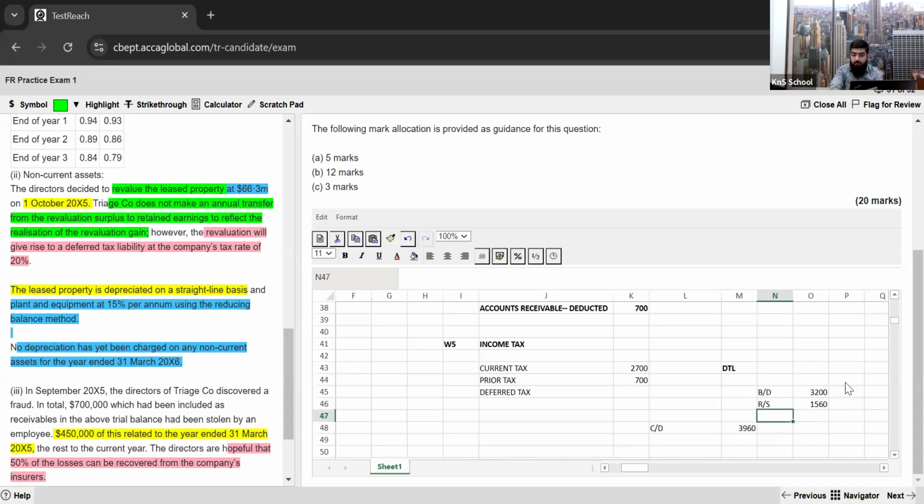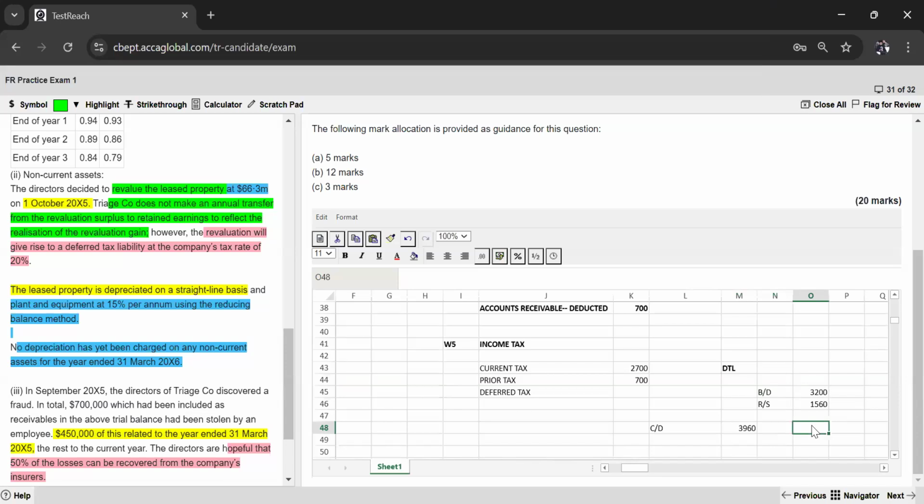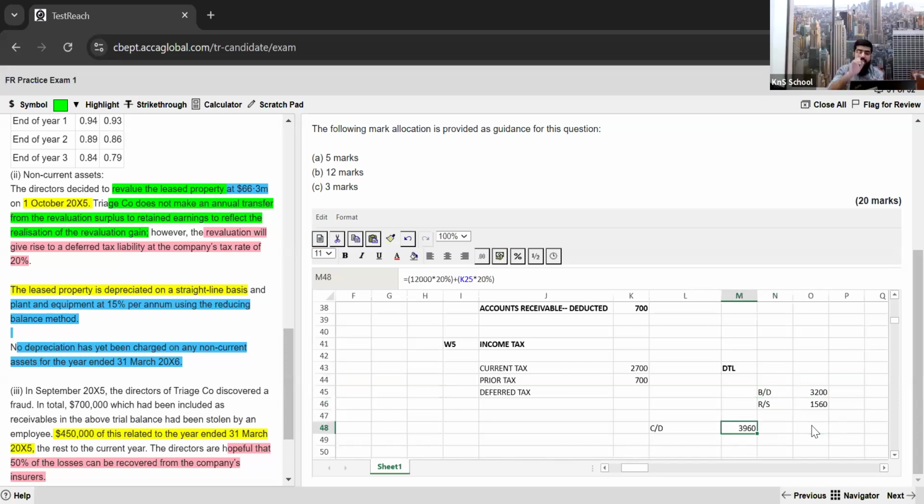Now the question is, why did you add the 20% in the carry down? Because always remember, everyone, listen to me very carefully. Everyone, please repeat the sentence with me: deferred tax on revaluation surplus will become the part of your closing liability.